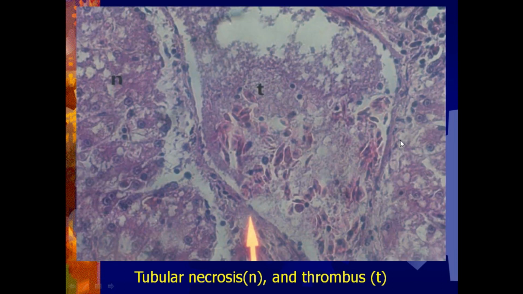And then this one here is a case of tubular necrosis in the kidney. And also formation of thrombus inside the large blood vessels. Here, this one is the thrombus.